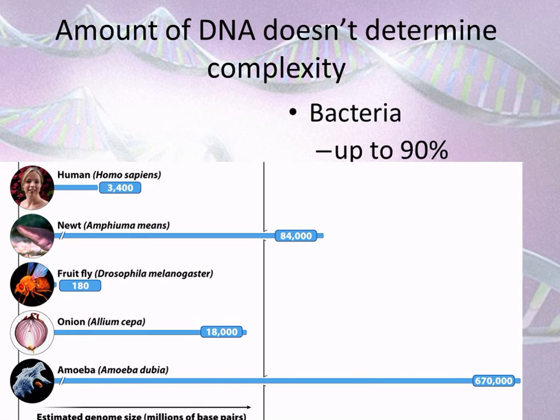And I think this is interesting too. When you look at how much DNA you have in you, compared to a newt, we actually have very little DNA. Compared to things like a fruit fly, we have a little bit more. But an onion, holy crap, an onion actually has more DNA than us. Even an amoeba, super complex. Most of our DNA is crap.